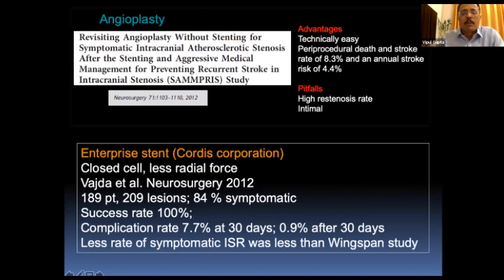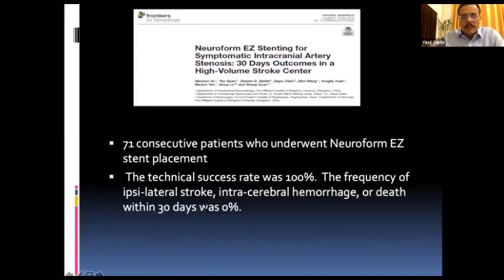Another issue is we are only talking about Wingspan stent in SAMMPRIS and VISSIT trials, but you have to realize there are papers published with just simple angioplasty, okay? And the issues are high restenosis rate, but somehow it is technically easy at times. There are papers published with different kinds of stent systems, the Enterprise system. I use a lot of Enterprise in my own cases, with pretty reasonable complication rate even a long time back, and less rate of recurrent stenosis.